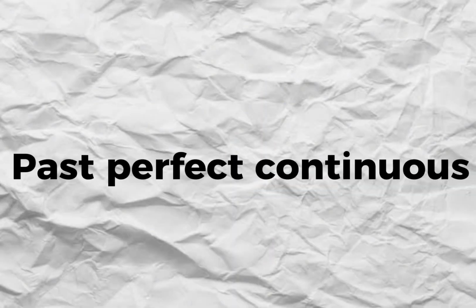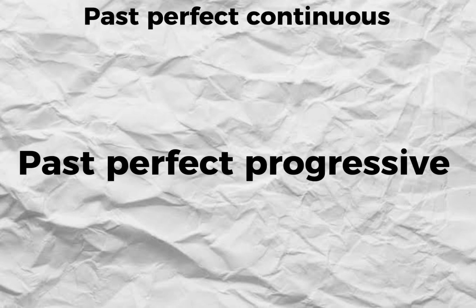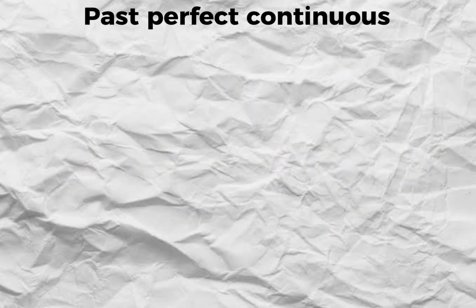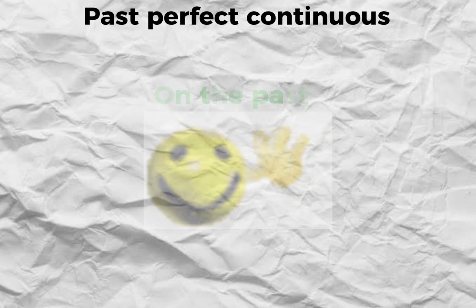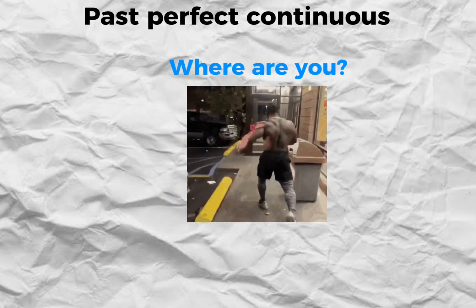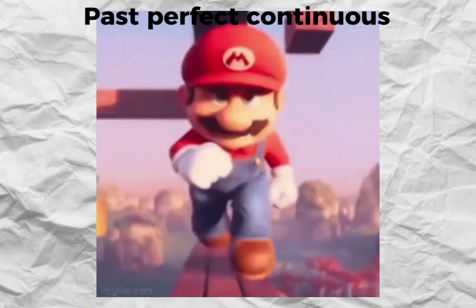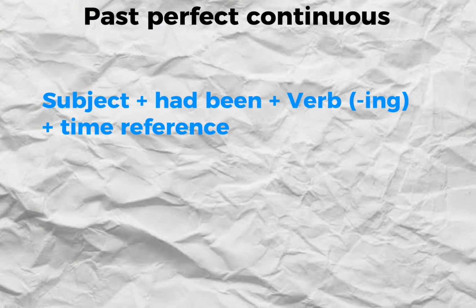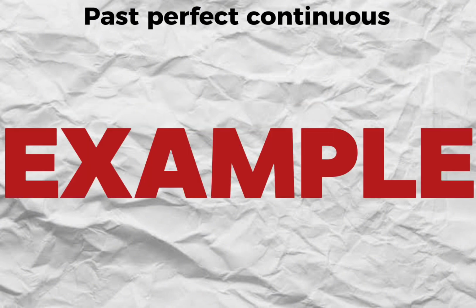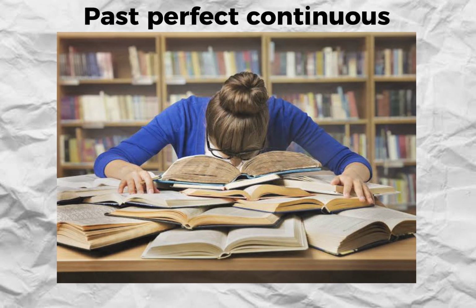Number 4, past perfect continuous, also called past perfect progressive, is a past tense used to show that an action was ongoing over a period of time in the past and ended before another action or time in the past. It emphasizes the duration of the action. The structure is: subject plus had been plus verb plus -ing, plus an optional time reference. Example: I had been studying for hours before I finally took a break.